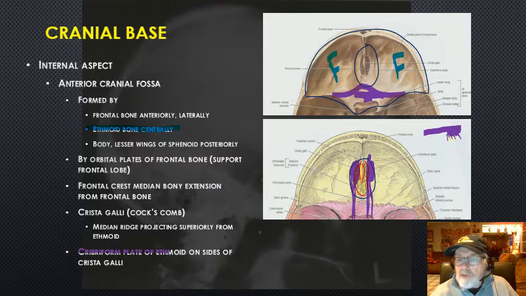Okay, and that comes through the cribiform plate. Interestingly enough, sometimes people will actually have a head injury and they have a fracture that goes through the cribiform plate.